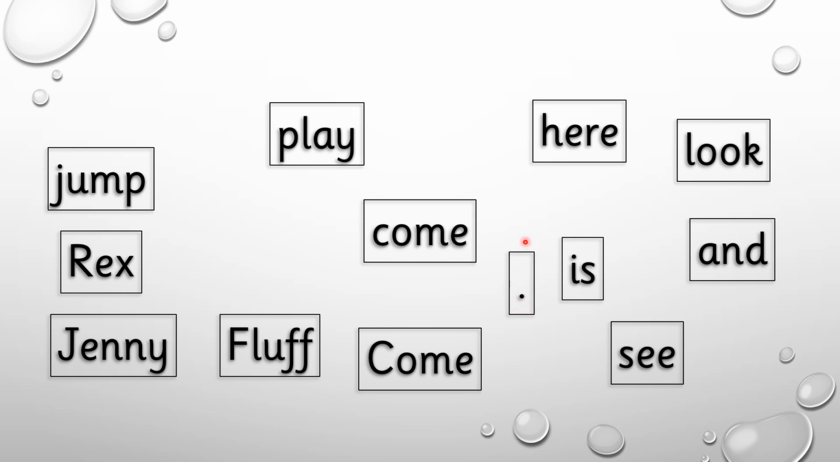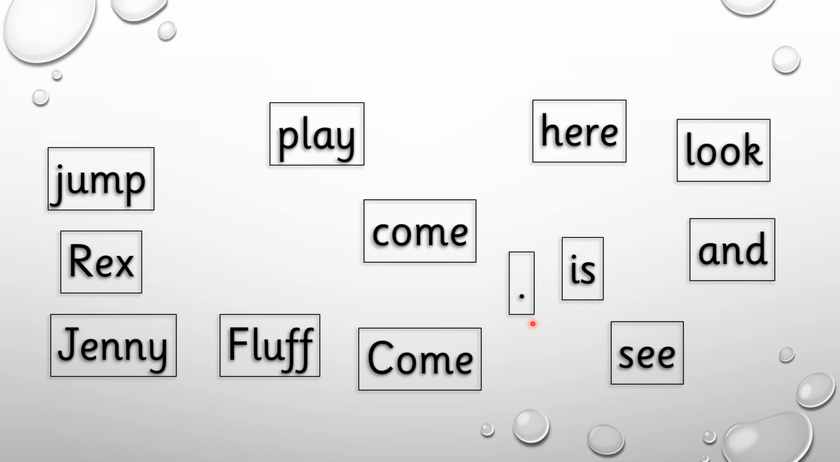Now the full stop we don't have as a flashcard, but you can easily make one, can't you? Just use one of the pages and put it on. At the bottom of the word list there's a couple of blanks. Just put one on. Then I would extend that. Come here, Jenny and Fluff. Come and see Rex play.